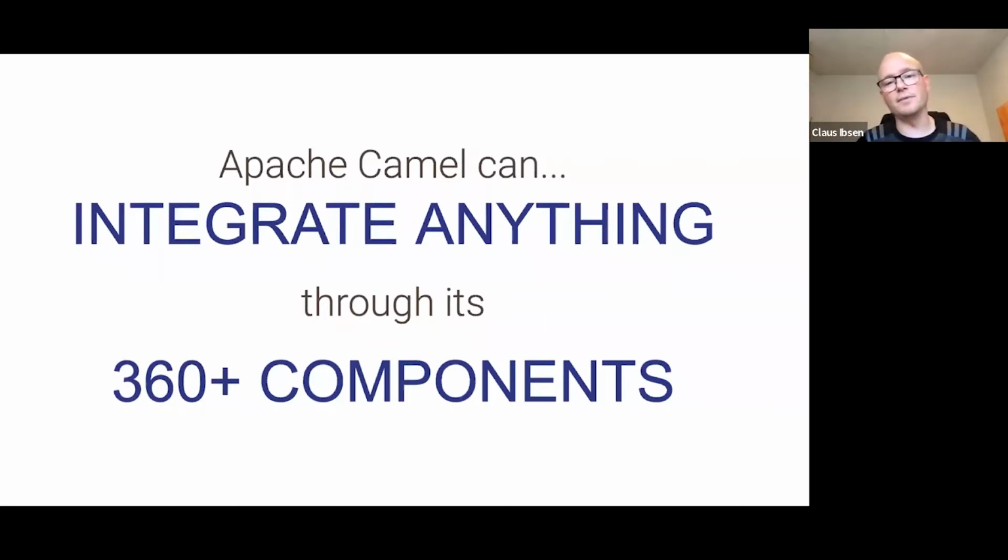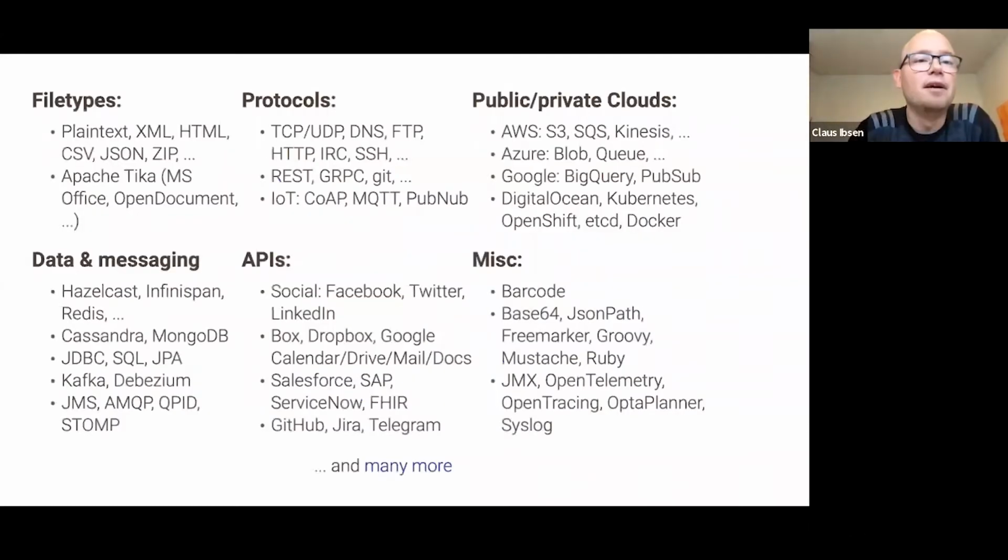Camel comes with more than 360 components for connectivity. So we have connectors for many different things. You can work with files, plain files, any kind of files. You have messaging systems and networking protocols, IoT systems, and the big public clouds with Amazon, Azure, and Google, and Huawei clouds and others to come as well. We have social media and many other connectors. So there's a lot.